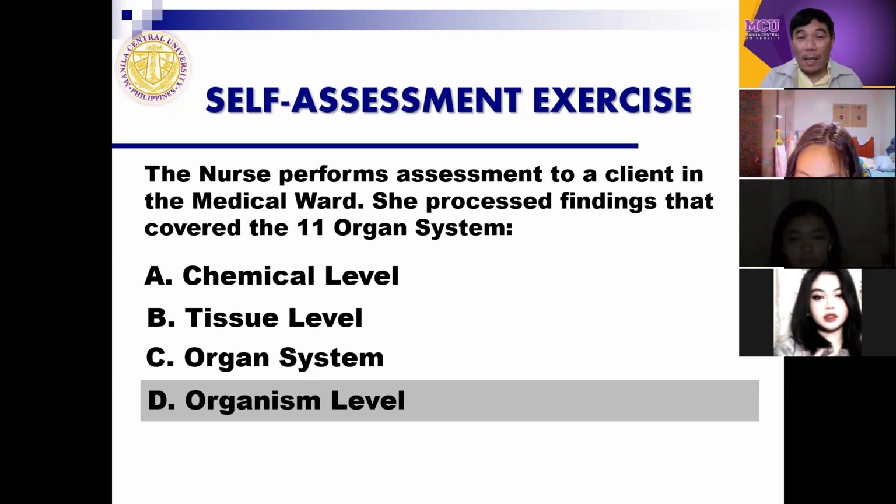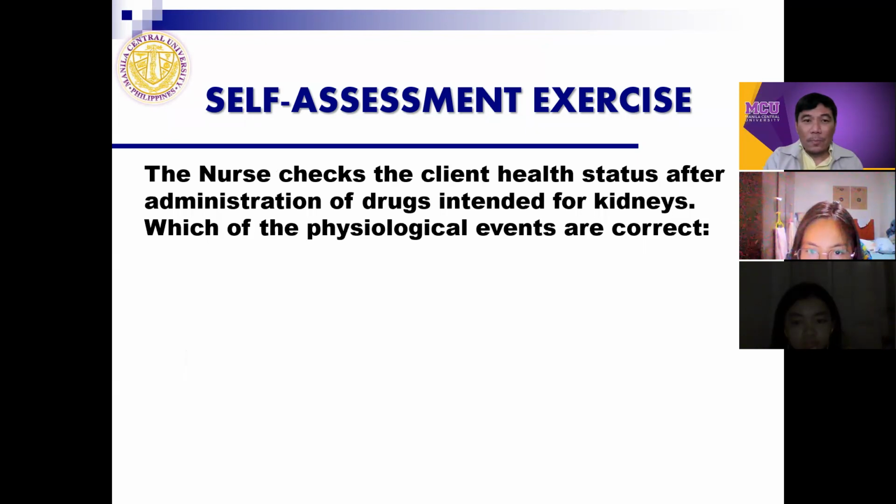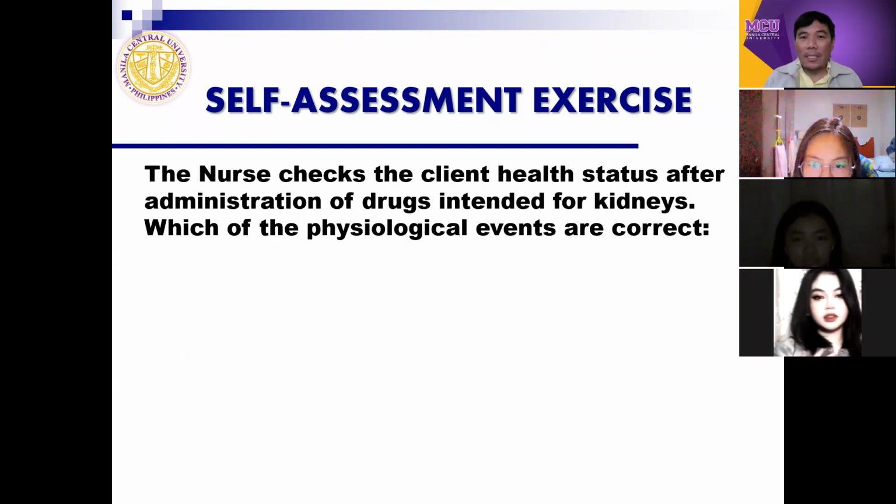So answer, chemical level are more on the atoms and molecules. So we have the tissue levels when the cells are combined. The organ system are composed of 2 or more tissues. Next question. The nurse checks the client's health status after administration of drugs intended for kidneys. Which of the physiological events are correct?